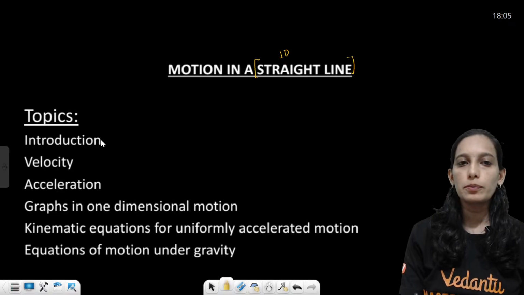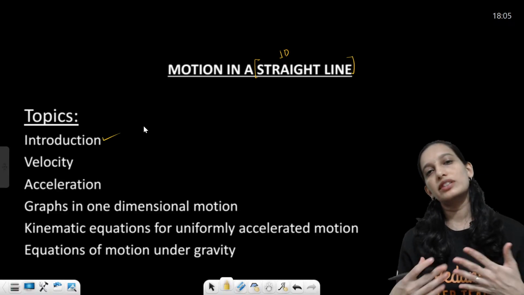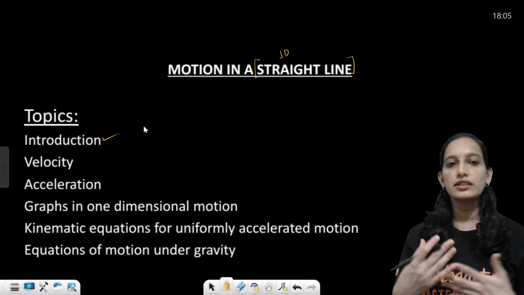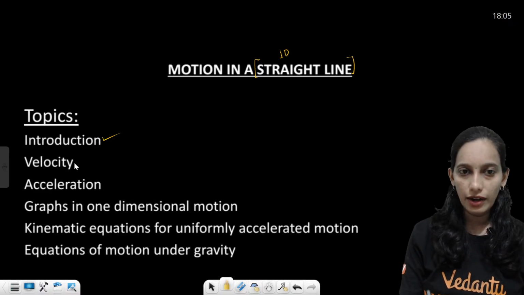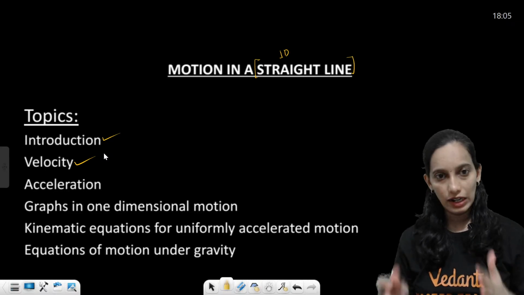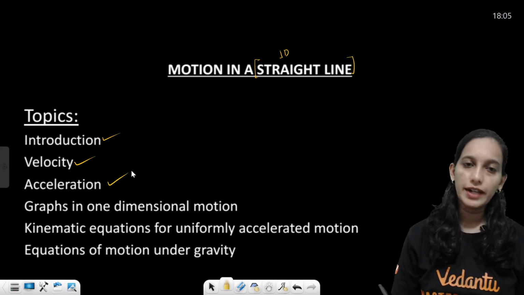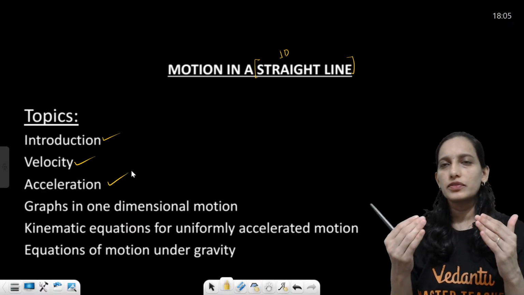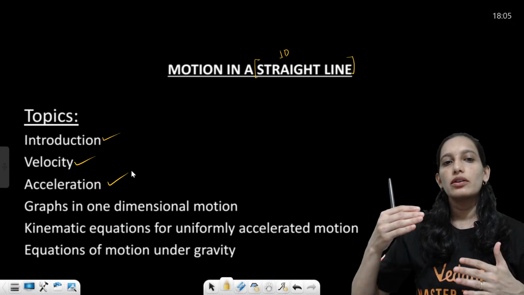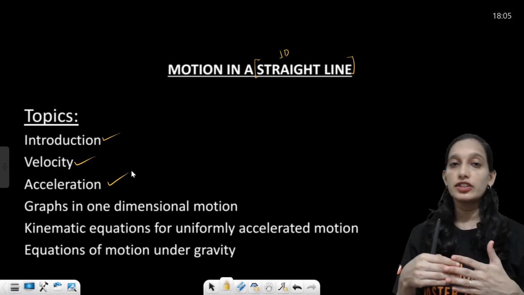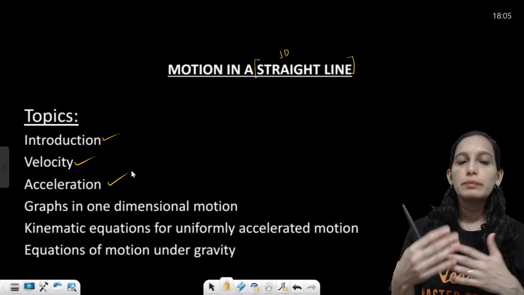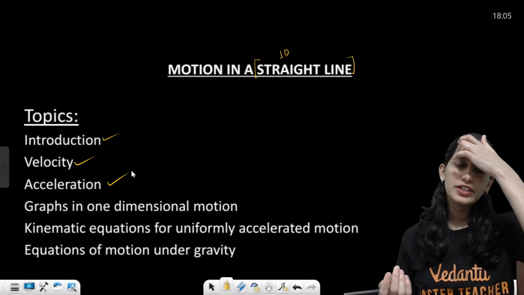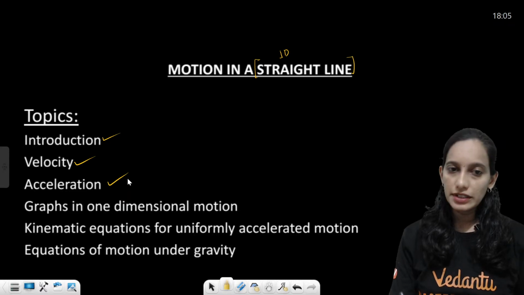So the subtopics are going to be introduction, where we discuss what we mean by motion, how we define position vectors and all those things. Then we have to define velocity, and then we have to define acceleration. Again, it is like average velocity, average acceleration, or maybe uniform velocity, non-uniform velocity, uniform acceleration. So all those concepts we learn here.